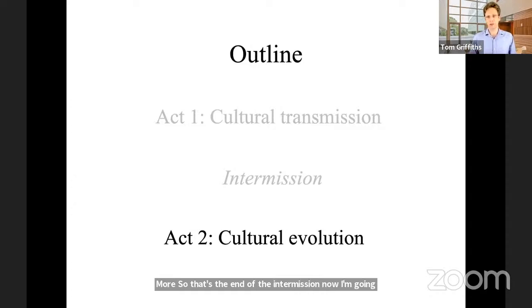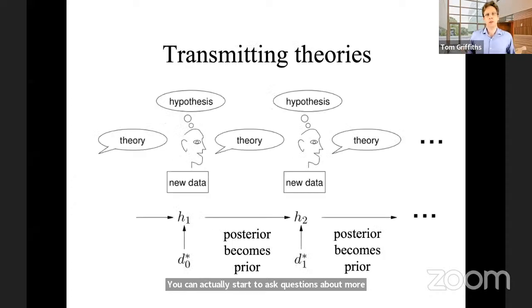Equipped with these tools, we can actually start to ask questions about more complex kinds of processes of cultural evolution. And so when I talked about this kind of model where we think about what language is doing as taking posterior distributions, turning them into prior distributions for the next generation, one of the things that you might be concerned about is that that's kind of a big, complicated job, right?